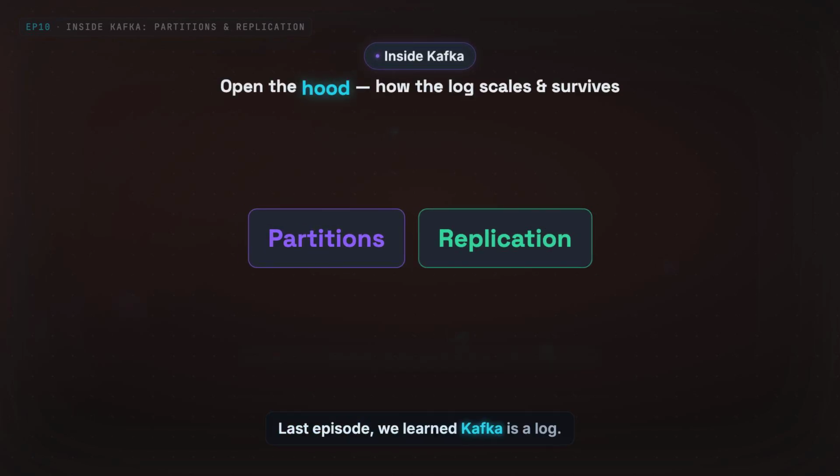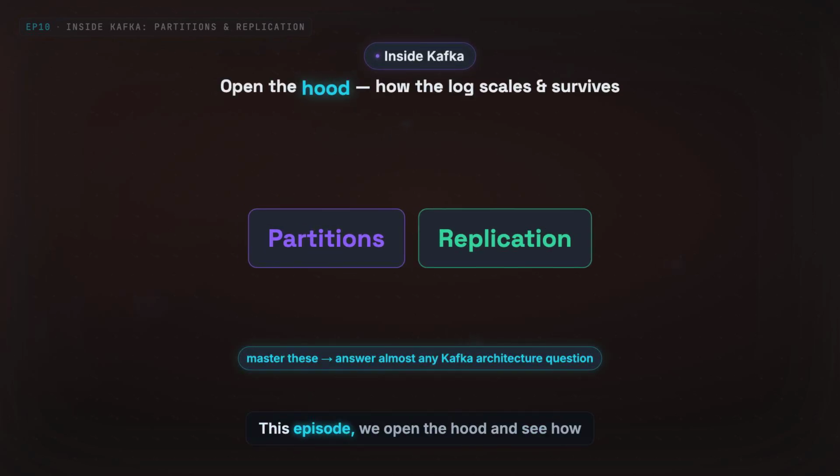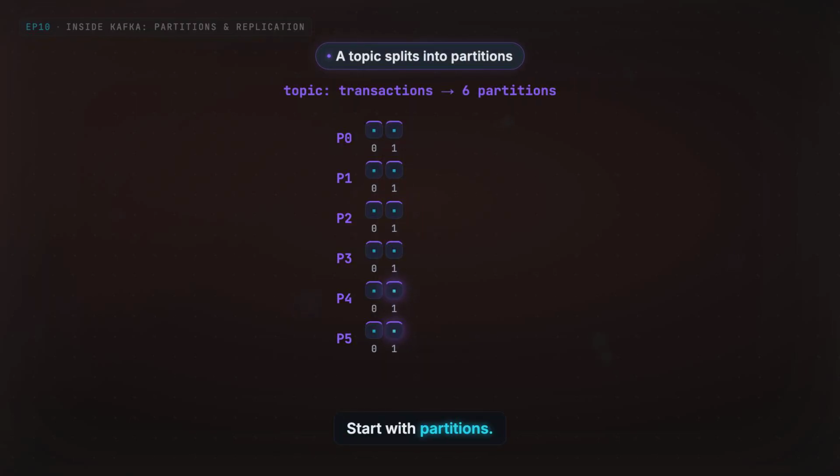Last episode, we learned Kafka is a log. This episode, we open the hood and see how that log actually scales and survives failure. Two concepts do all the heavy lifting: partitions and replication. Master these, and you can answer almost any Kafka architecture question. Let's dig in. Start with partitions.